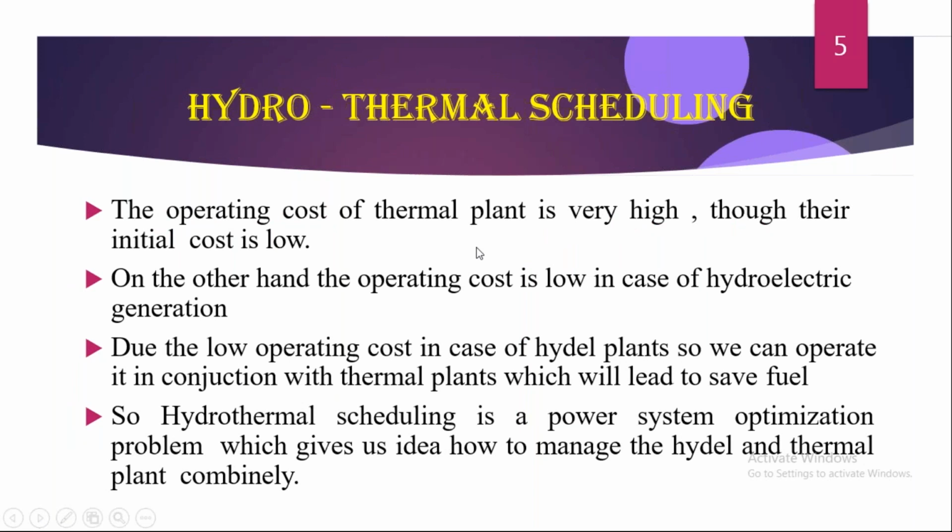Next, how can we schedule hydrothermal scheduling and what is important? Generally, the operating cost of a thermal power plant is very high compared to its initial cost, right? So when you observe these two, one plant has an advantage, and the same thing is the drawback of the other plant. To rectify this problem, we need to combine these two plants and generate power to meet the load demand. That's why we combine them together.